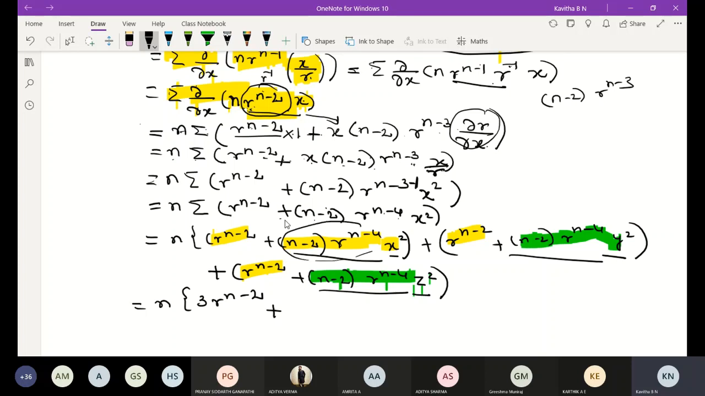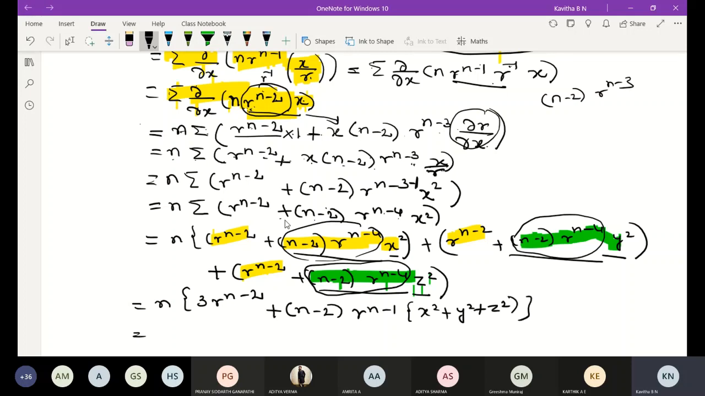Observe here n minus 2 r to the power of n minus 4 and n minus 2 r to the power of n minus 4. Take n minus 2 r to the power of n minus 4 common here, then remaining here x square plus y square plus z square. Okay, then n into r to the power of n minus 4.